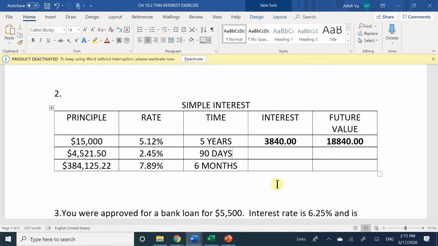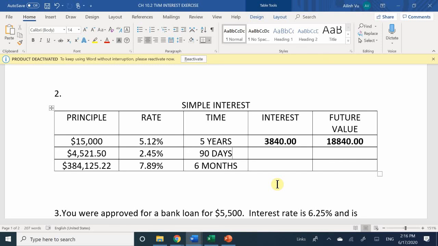So again, this is the easiest formula to remember. I think one of my students says for simple, it's pretty. So it's PRT equals I. Pretty. Okay, that's one way. And to solve for future value, it's pretty simple.